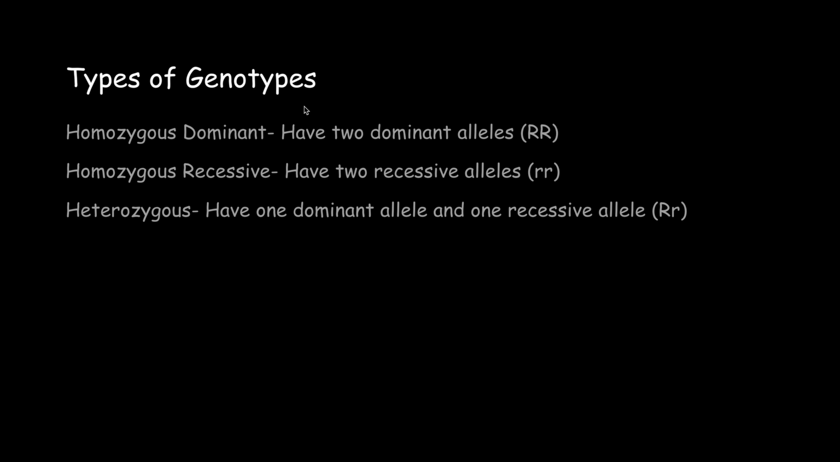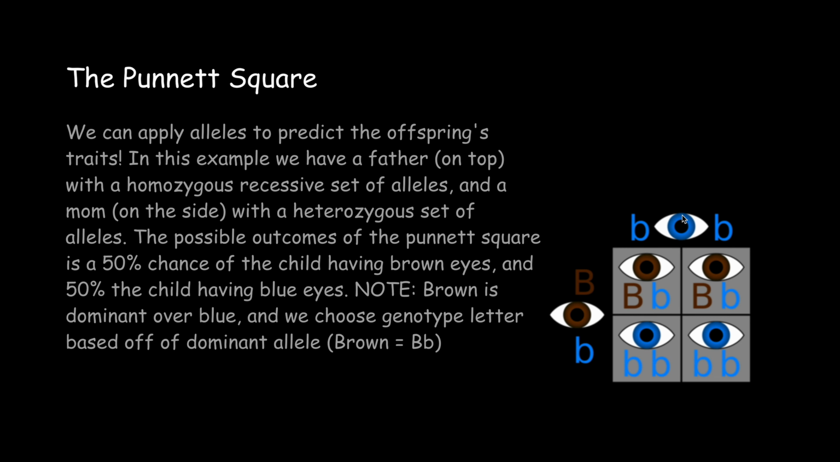There's multiple types of genotypes. We have homozygous dominant. That's when there's two dominant alleles, big R, big R. And then you have homozygous recessive. That's two recessive alleles, so little r, little r. You have heterozygous. You have one dominant allele and one recessive allele, big R, little r.